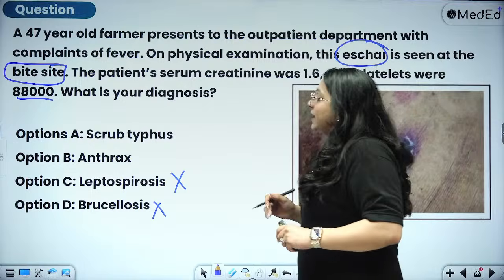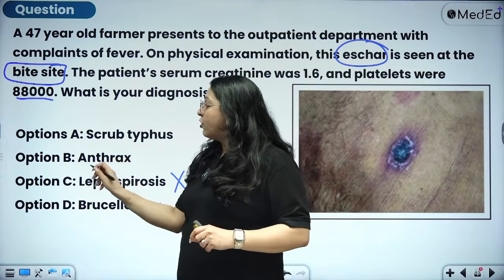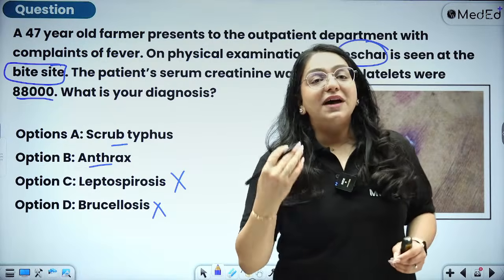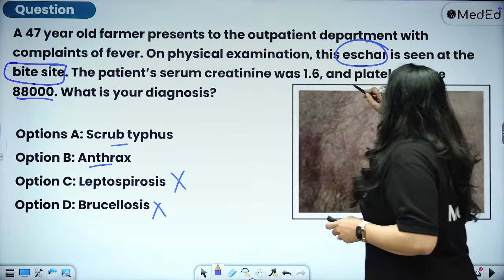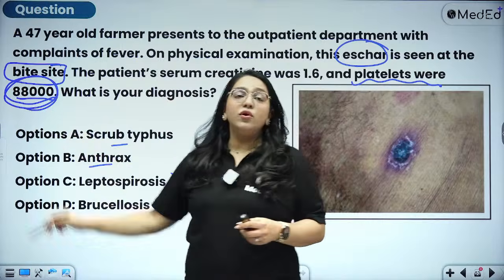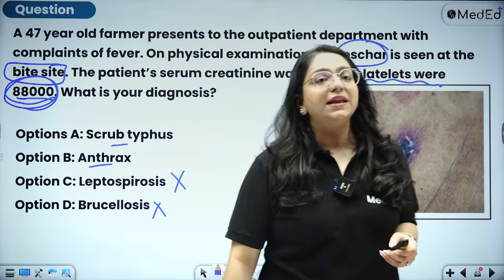Now, why not B? This eschar can be formed in both anthrax and scrub typhus. So why not anthrax and why scrub typhus? Because the thrombocytopenia and end organ damage that you are seeing is more characteristic of scrub typhus rather than anthrax.